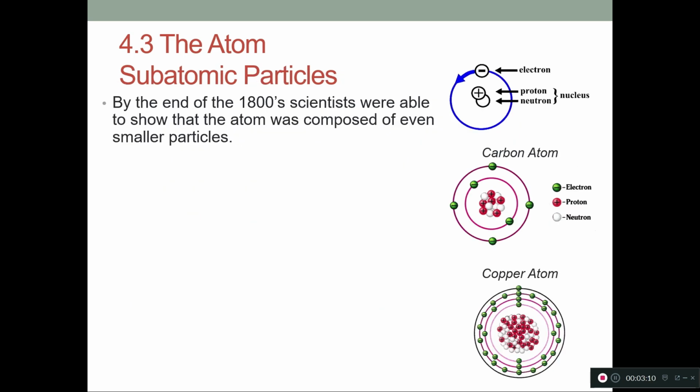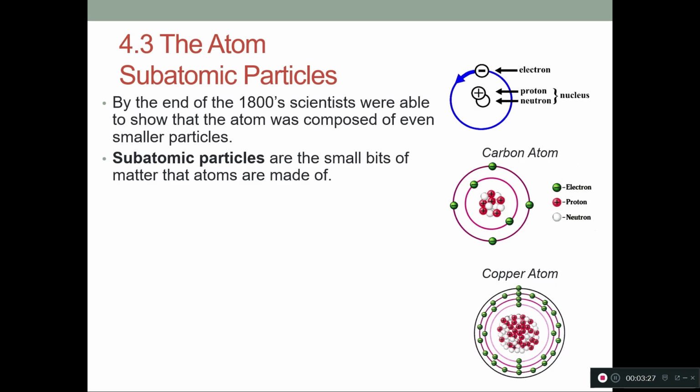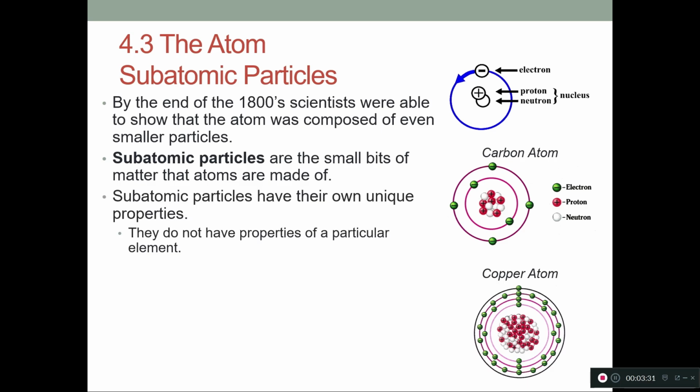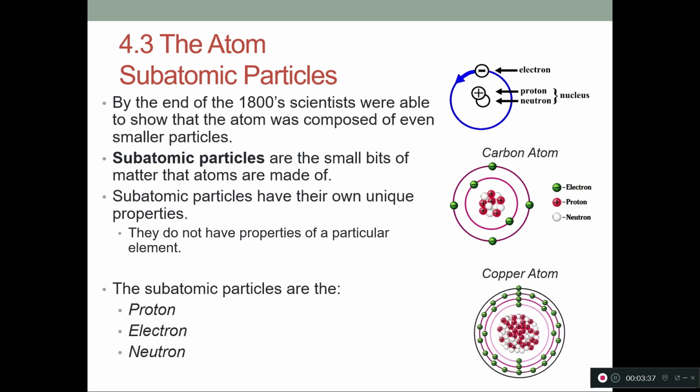By the end of the 1800s, scientists were able to show that the atom was actually composed of smaller particles. These are called subatomic particles, and they are the small bits of matter that atoms are made of. Subatomic particles have their own unique properties, but they do not have the properties of a particular element. The subatomic particles are the proton, the electron, and the neutron.